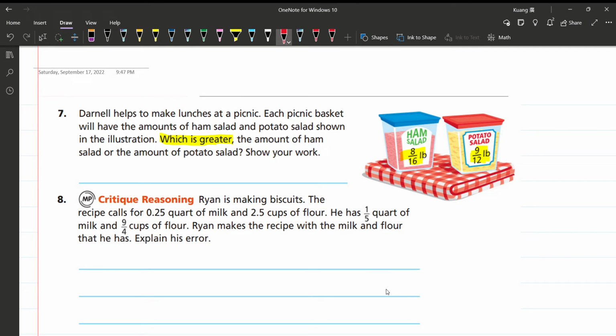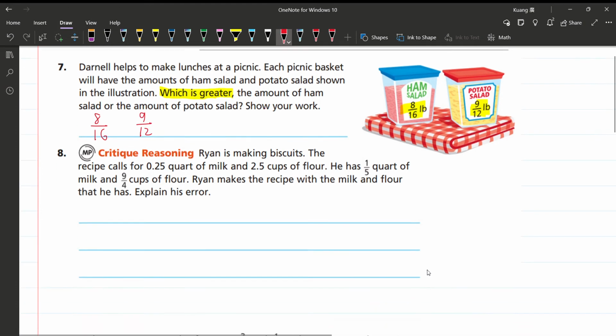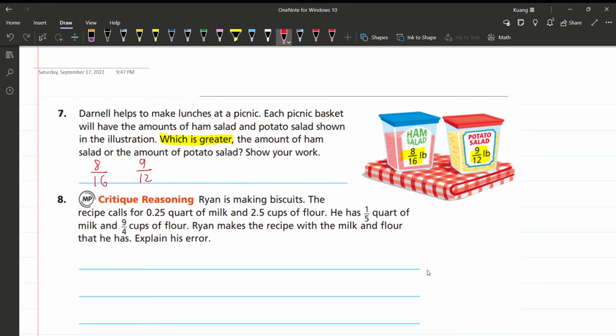Show your work. So can I compare 8 over 16 and 9 over 12? I want to find a common denominator, which is the least common multiple of the denominators 16 and 12. 16 and 12, I can divide by 4. So it becomes 4 and 3, and find the product of 4 and 4 and 3.